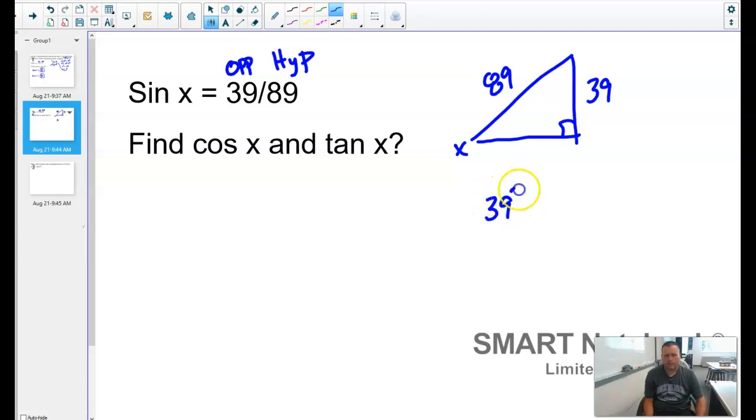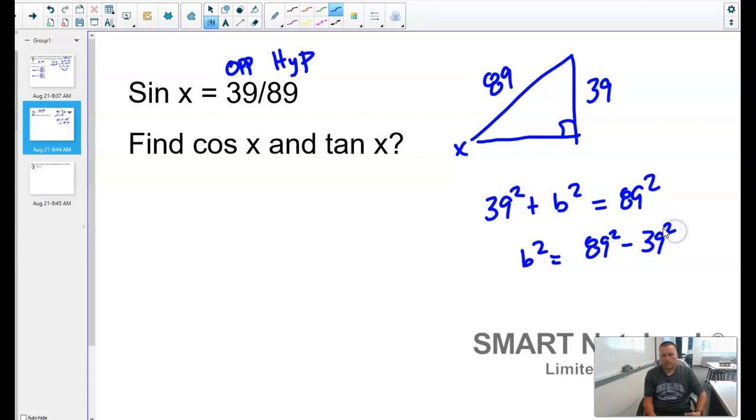So this would be 39 squared plus b squared equals 89 squared, which is going to be b squared equals 89 squared minus 39 squared, which gives you 6,400. And that's what b squared is equal to.